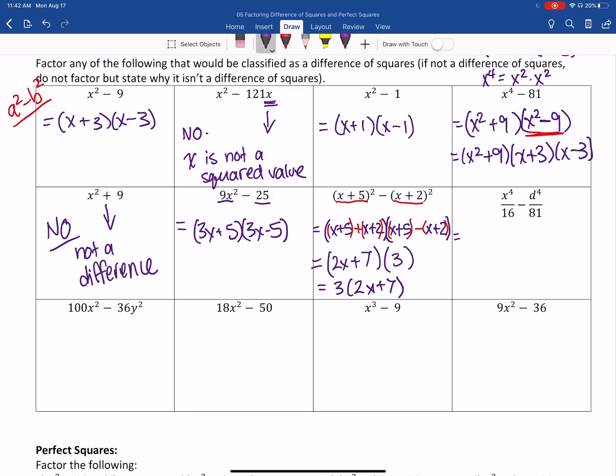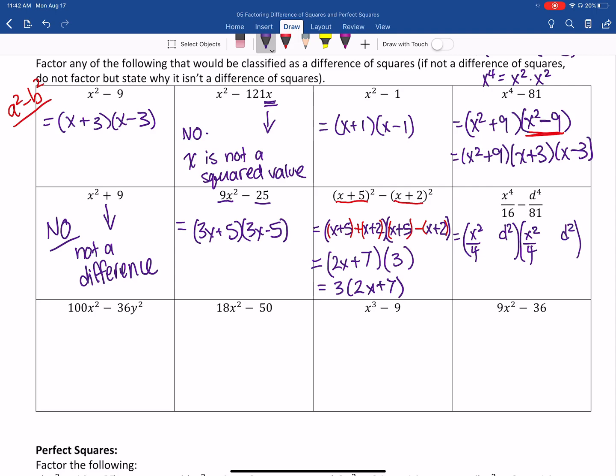So make my brackets bigger because of the fractions. So we have square root of x to the 4, which is x squared, right? And then over 16, so the square root of 16 is just 4, right? And just keep it like that. And then the d to the power of 4, which is d squared.